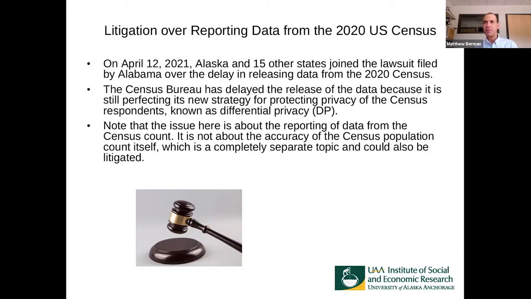And the reason the Census Bureau has delayed releasing the data, the count's complete, but they're still perfecting their strategy for protecting privacy. And the new system that they're going to apply is called differential privacy, which I abbreviate here as DP for short. And it's important to note that this litigation is about how the data are reported. It's not at all about the accuracy of the count itself. And that's a separate topic, and that could also be litigated. But of course, until the count is released, nobody really has any information to know about this other than the Census Bureau itself.